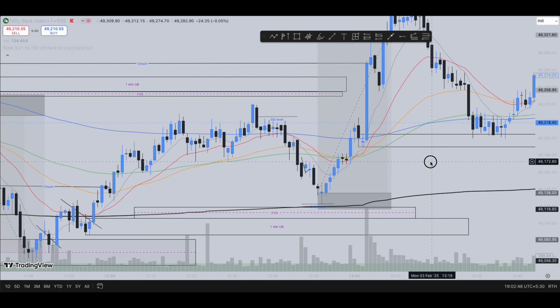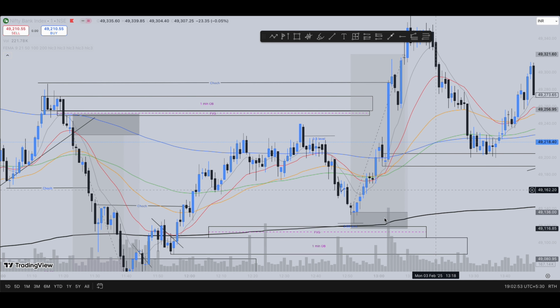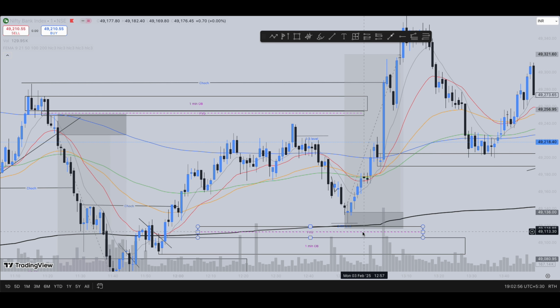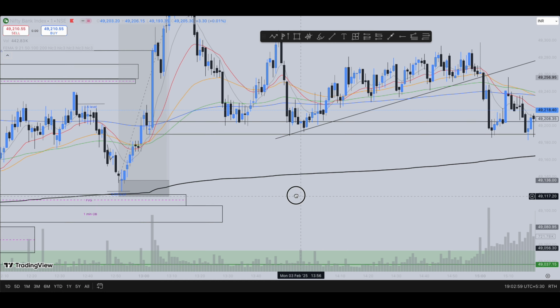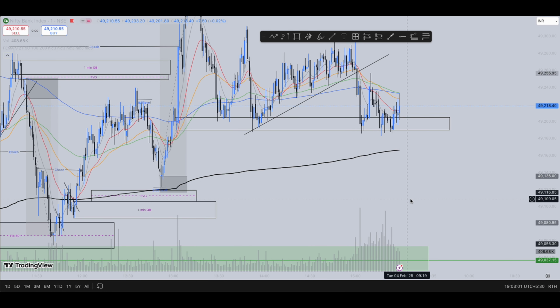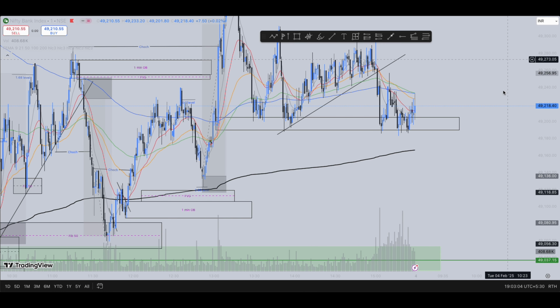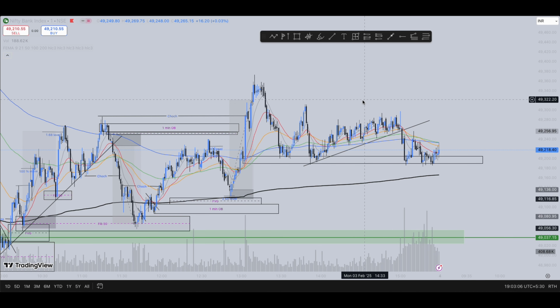But you can see clearly that the market didn't even reach this fair value gap over here or the 1 minute order block. They didn't even grab this liquidity. There might be a lot of pending orders over here. So there are high chances that the market here might come and continue further. It may reach tomorrow here and continue further towards the upside.